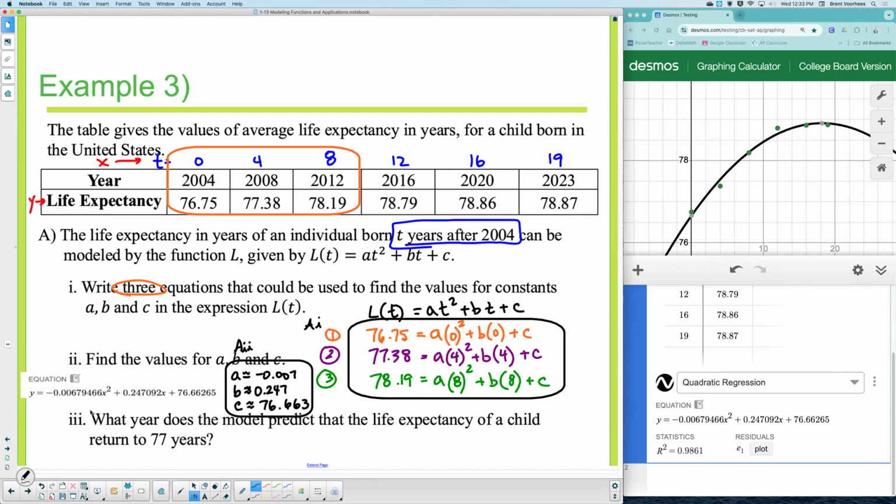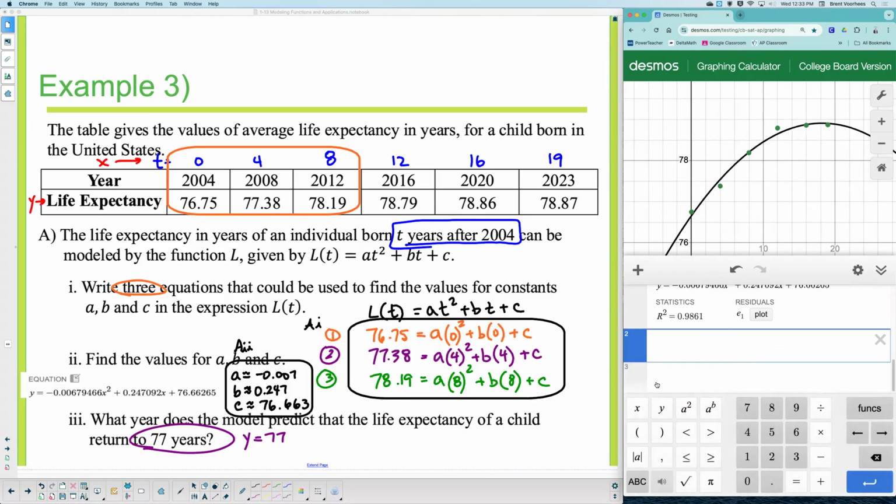Okay, last little part here for this page. It says, what year does the model predict the life expectancy of a child to return to 77 years? So what is 77 represented by, the x or the y? The y. The big key here is I would circle that up and make sure you have your variables correct. This means y equals 77. That's not the answer, by the way. Some people, when I do that, think that's the answer. I'm not saying the answer is 77. That's what we type in the calculator. Type in y equals 77.